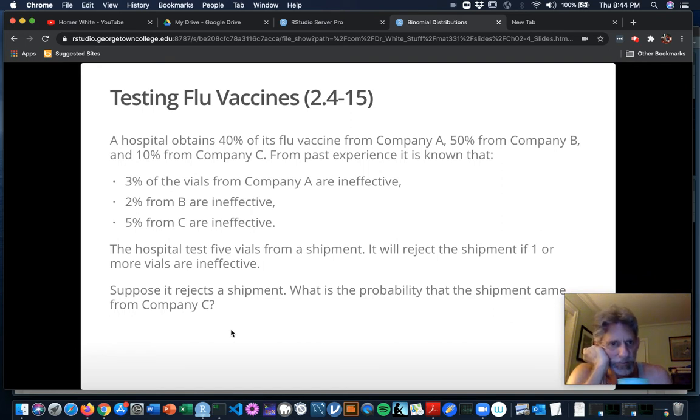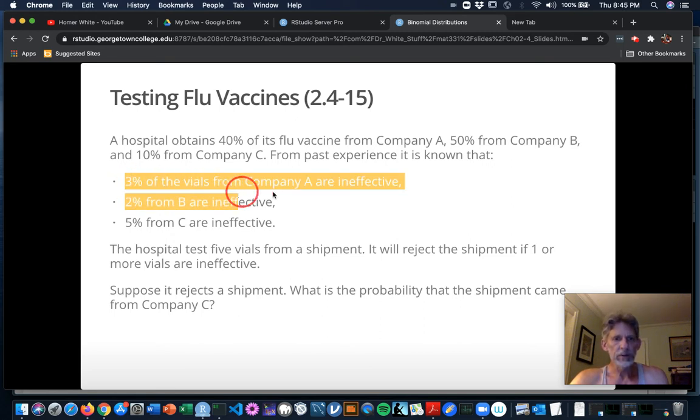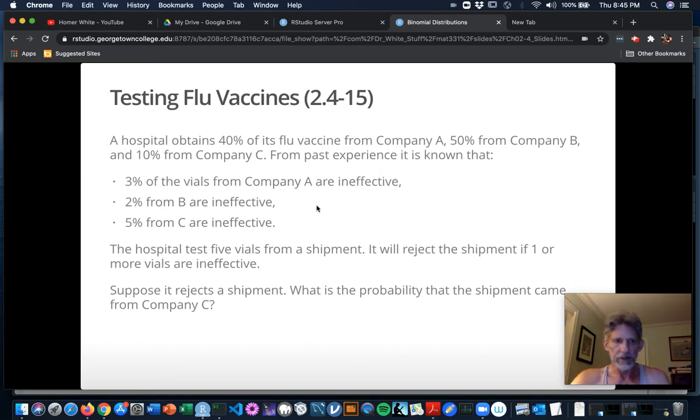Exercise 15 in the book. So say that a hospital obtains flu vaccines from 3 companies, Company A, Company B, and Company C. And 40% of its shipments of flu vaccine come from Company A, 50% of them come from Company B, and 10% come from Company C. And they've worked with these companies for a long time, and so say they've got enough data where they feel pretty sure that they know that 3% of the vials of flu vaccine from Company A are ineffective, 2% from B are duds, and 5% from C are duds.